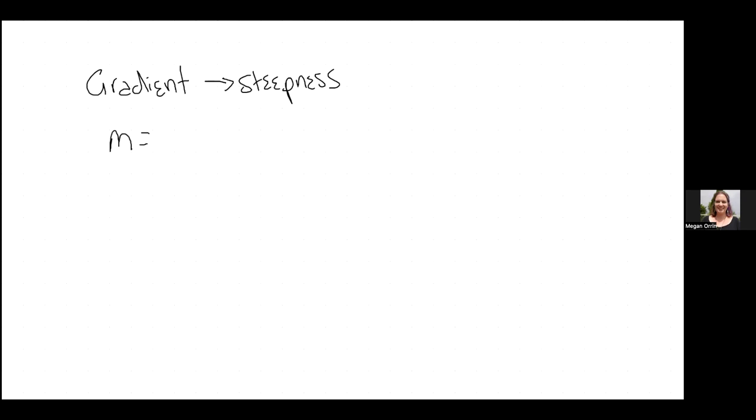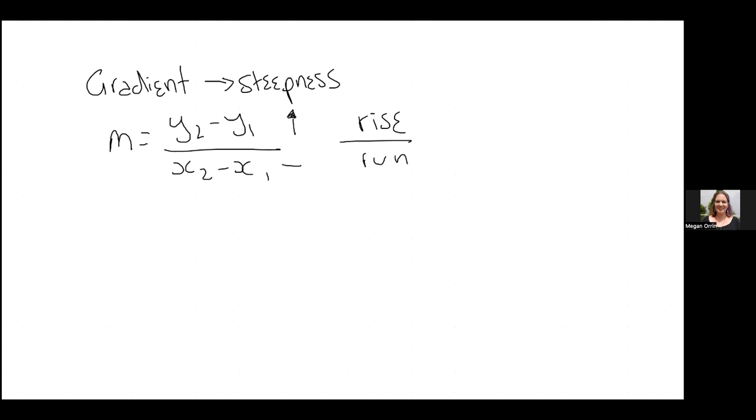Okay, give me coordinate versions. Y2 minus Y1 over X2 minus X1. This is the same thing as rise over run, right? So rise over run is the same thing, but this is the difference in Y and this is the difference in X, right? So that's what we're doing. We need to measure the gradient.